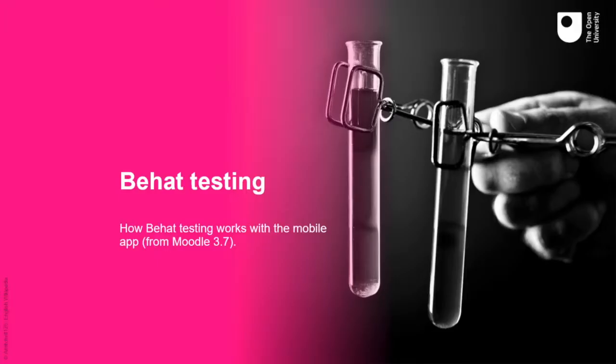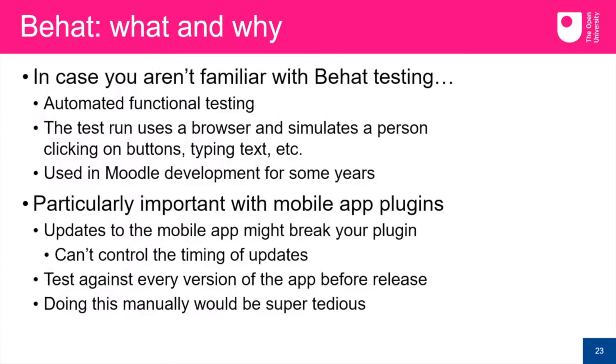Now this is a bit I really wanted to talk about because I've, together with some very helpful people from the Moodle HQ developers, built the Behat testing support for the mobile app into Moodle 3.7. So just in case, I kind of hope you do know what Behat testing is, but maybe some of you don't. It's automated functional testing using a browser. So it simulates a person doing things like clicking on buttons, typing text and looking at the result. And it's been used for years in Moodle development.